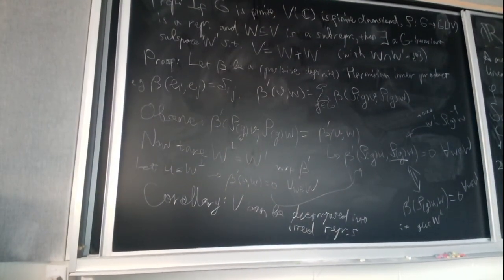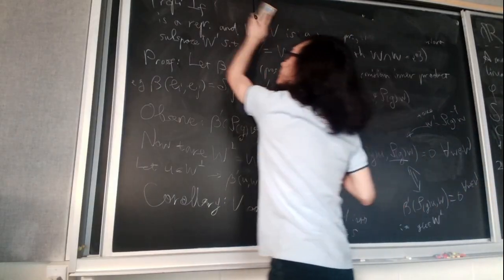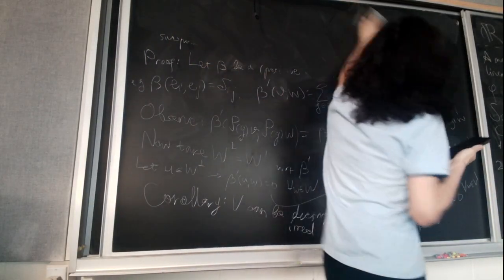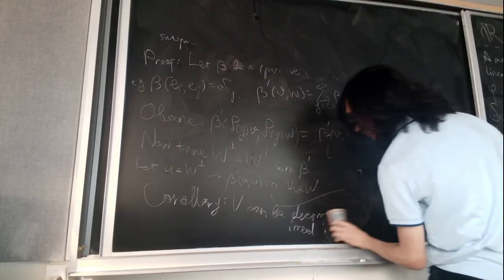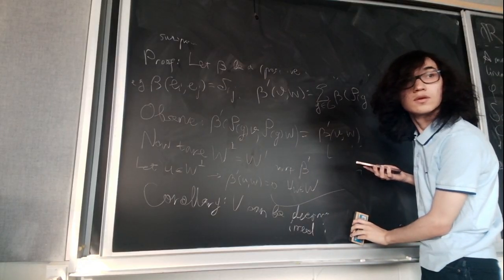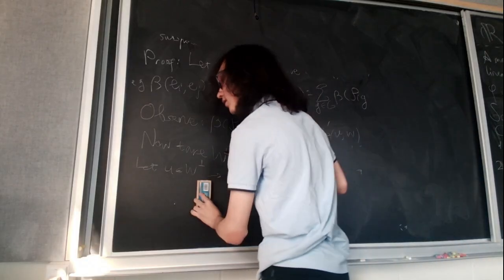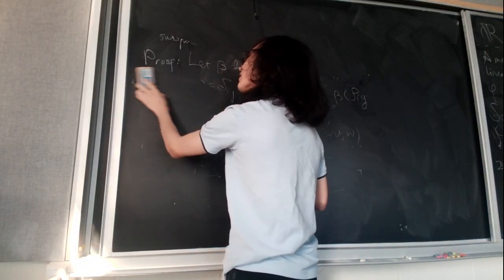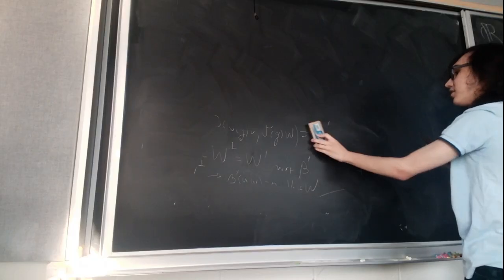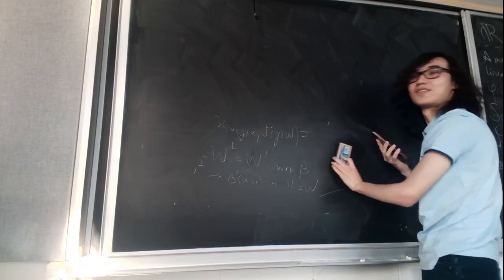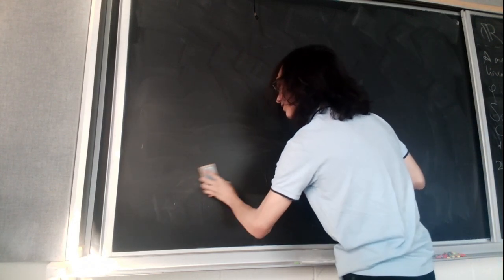Equivalently, two maps from V to W are constant multiples of each other. One of them is a scalar multiple of the other.